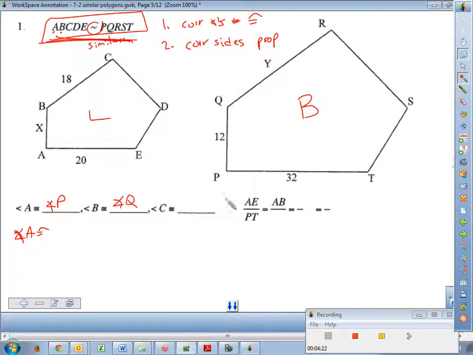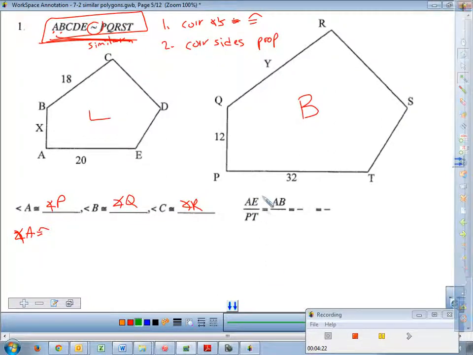What's angle C congruent to? Not R. Angle R. With me on that? Make sure you put the cool angle symbol. Then these guys right here, this is saying some sort of proportion. Does anybody know how to say this out loud?